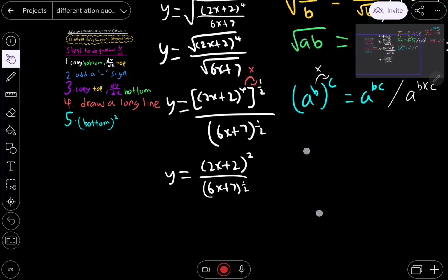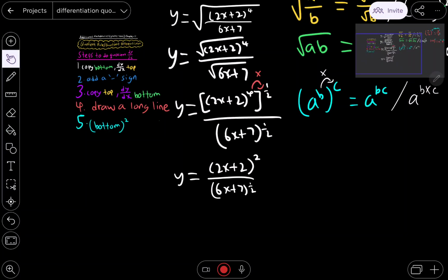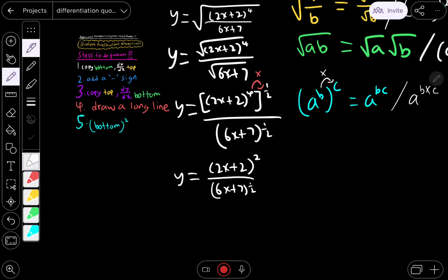Can we differentiate in the first place? Can or cannot? Can, right? It's already in a very nice form, right? So I'll differentiate in red. dy over dx, copy bottom, differentiate top, right? So 6x plus 7 to the power of half.